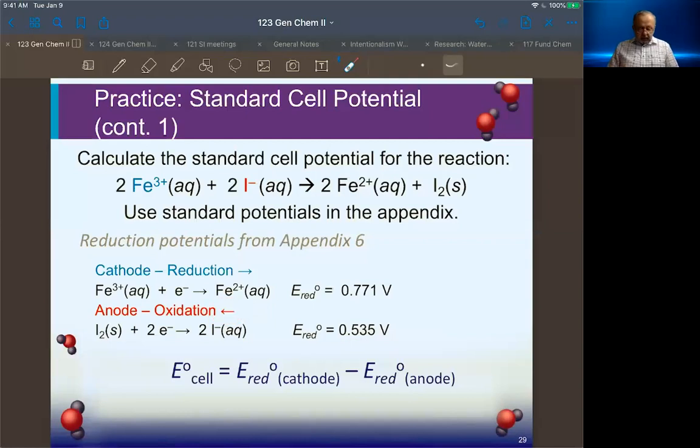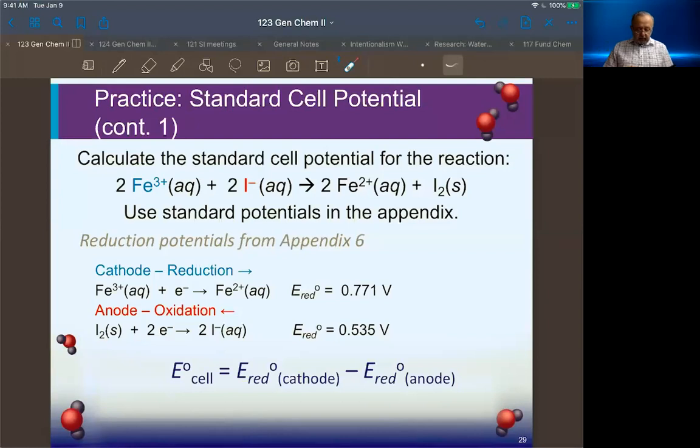Okay, so it says calculate the standard potential for the reaction of this here, using the standard potentials of the appendix, and this is appendix 6 in our textbook. Okay, we looked them up, and we have the 2, and we can say that this reaction is spontaneous when the iodine is oxidized from iodide to iodine. Remember that this is going to be going backwards from what is indicated here, because that's a reduction. So it's going to be an oxidation.